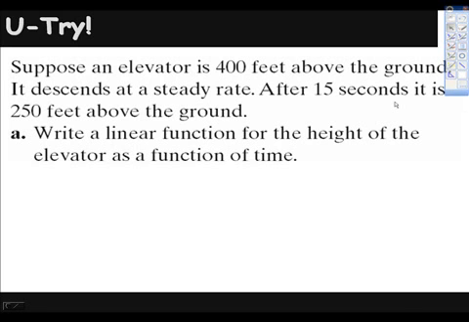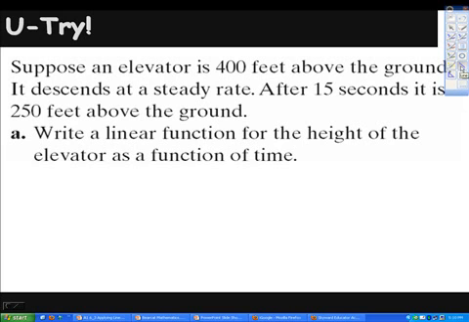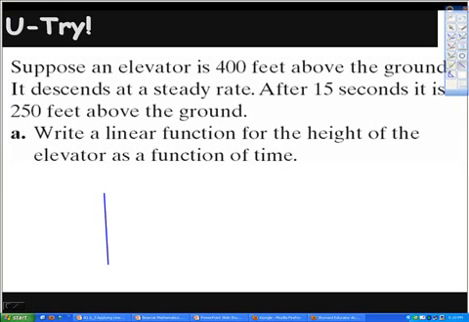Okay, well let's try a little diagram here and see if we can help ourselves with this a little bit. So it says we've got this elevator that's 400 feet above the ground, so let's let this represent my elevator shaft. My elevator's up here somewhere in that shaft. It's 400 feet above the ground. And let's go ahead and mark that as 400 feet up to there from the ground.